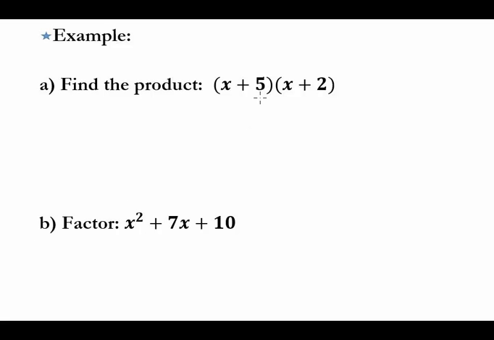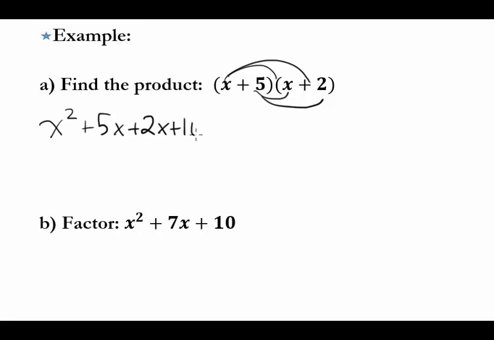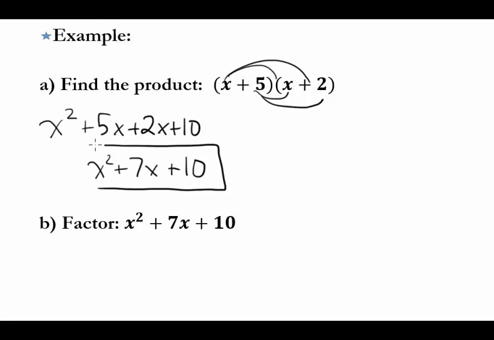Let's find the product here. This is a review from multiplying two binomials together. We can do our FOIL method, or we can reason about double distributing, any way you want to do it, as long as you get the right answer. We're going to get x squared plus 5x plus 2x plus 10, which is x squared plus 7x plus 10. So this is our answer when we multiply it.